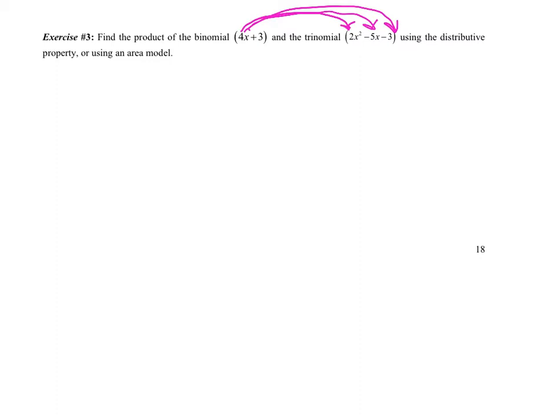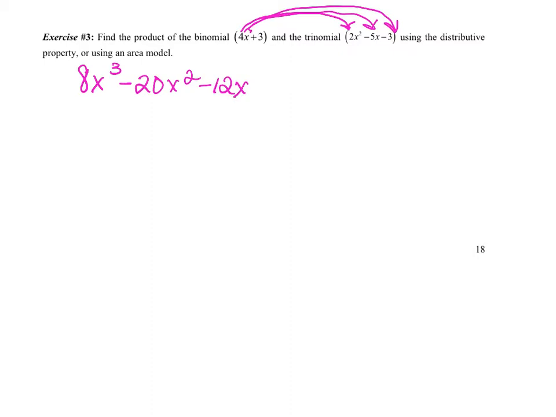So 4x times 2x squared is 8x cubed. There's an invisible one here, right? 4x times negative 5x is negative 20x squared. And then 4x times negative 3 is negative 12x.